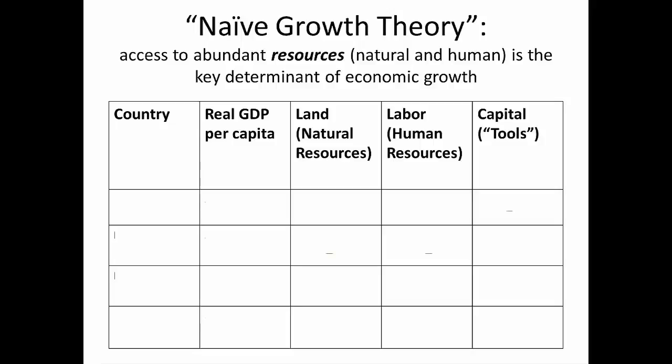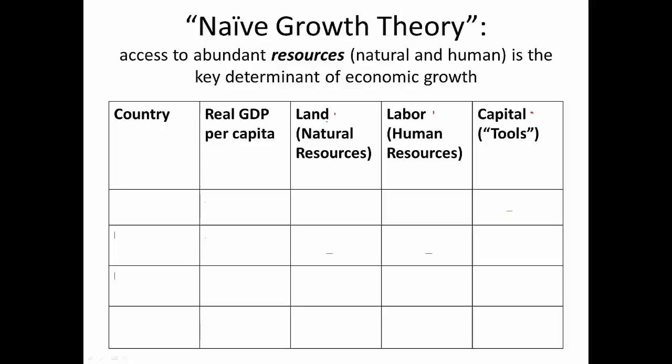Okay. So what I've done here is I've created a table. We're going to list some countries and take a look at them by real GDP per capita. So we'll look at rich countries and poor countries, and then think about their access to resources, both natural resources. So I have noted land, labor, and capital, the classical factors of production.